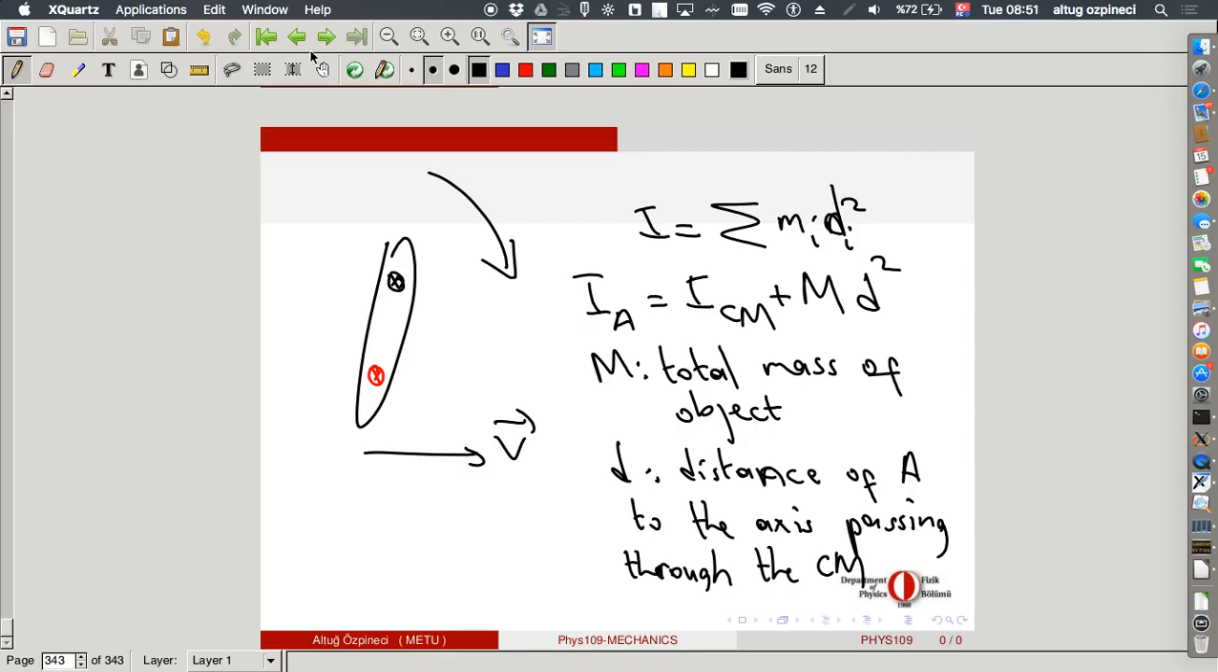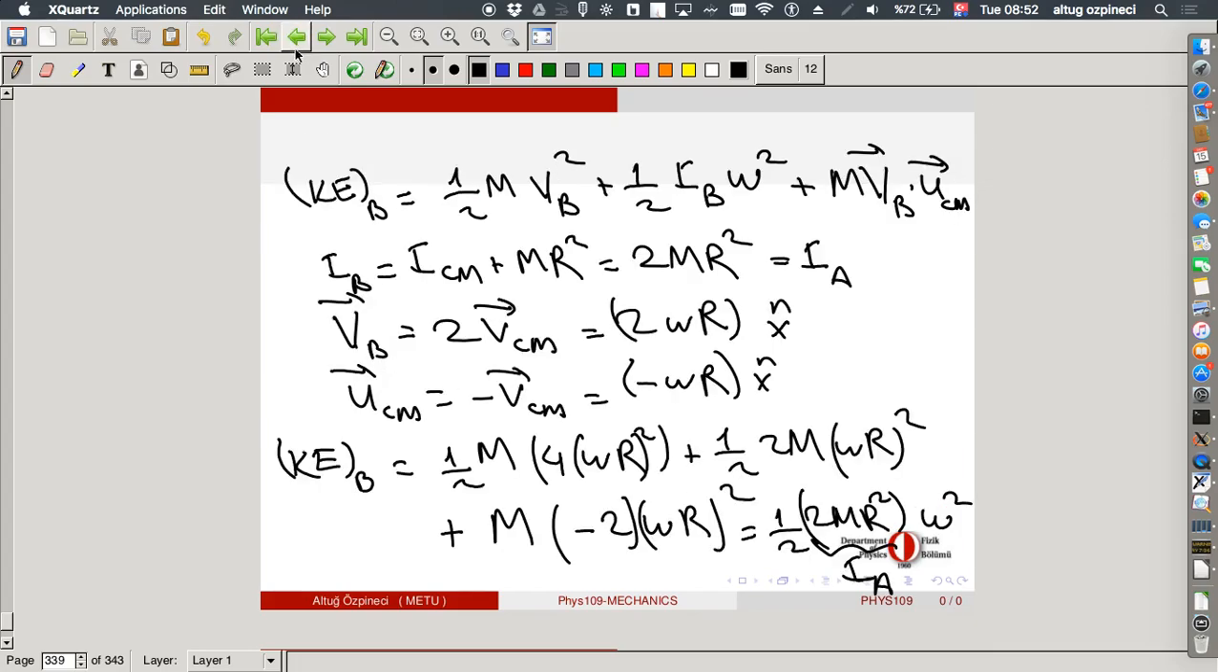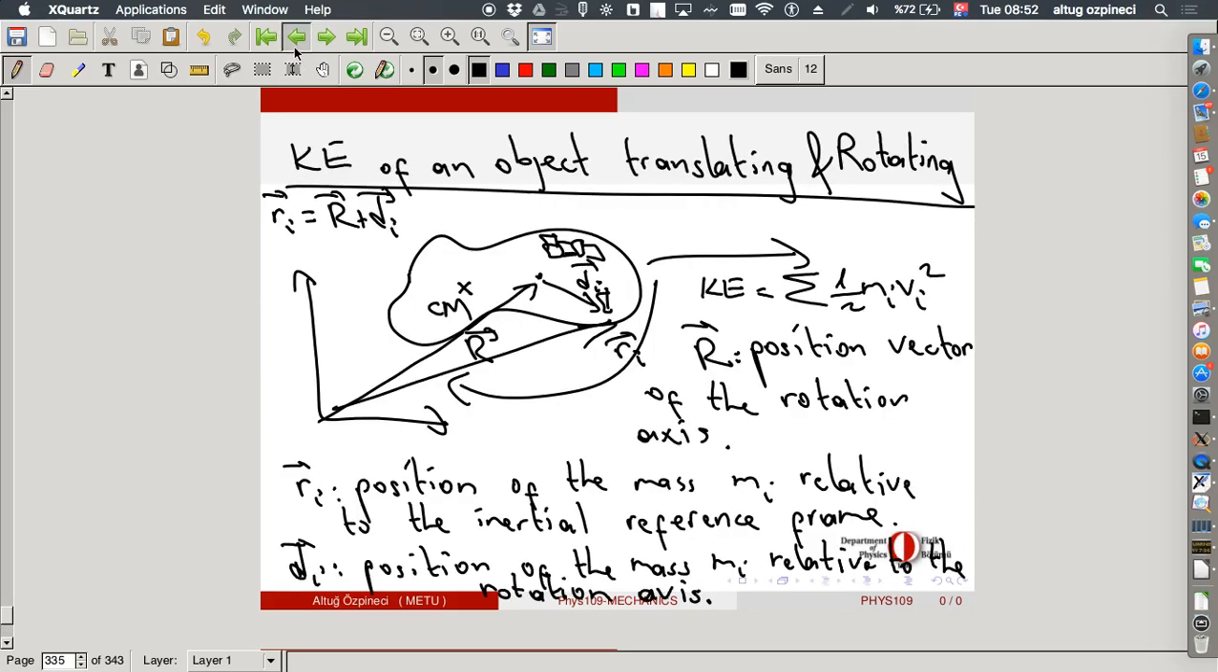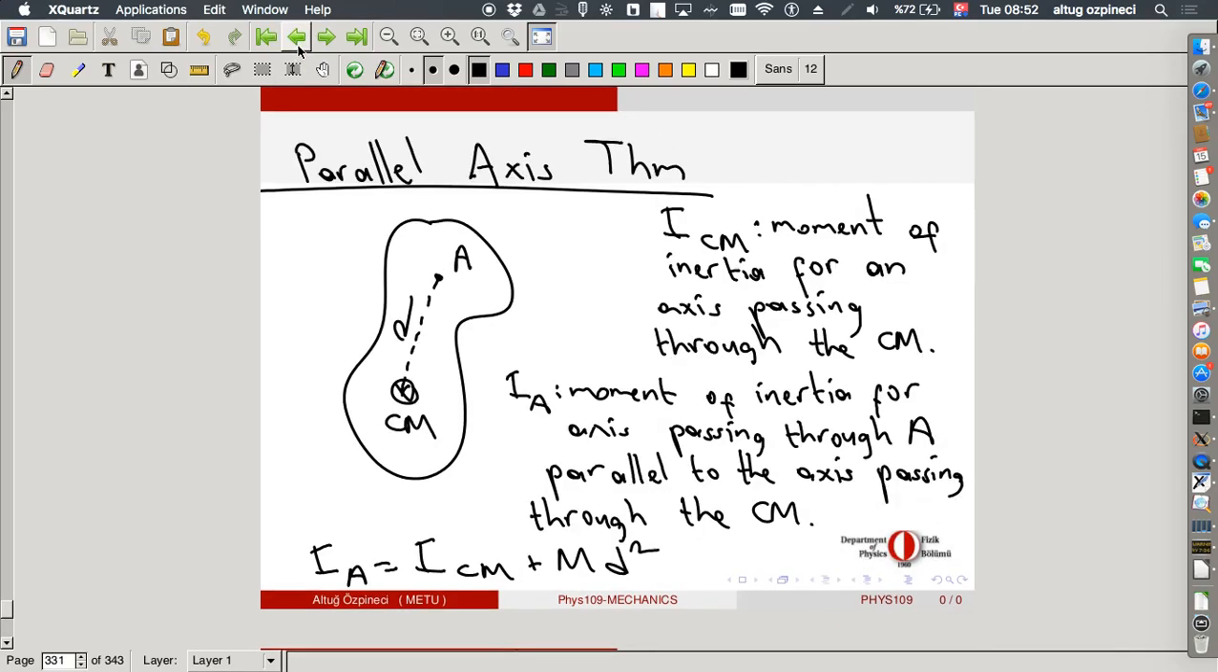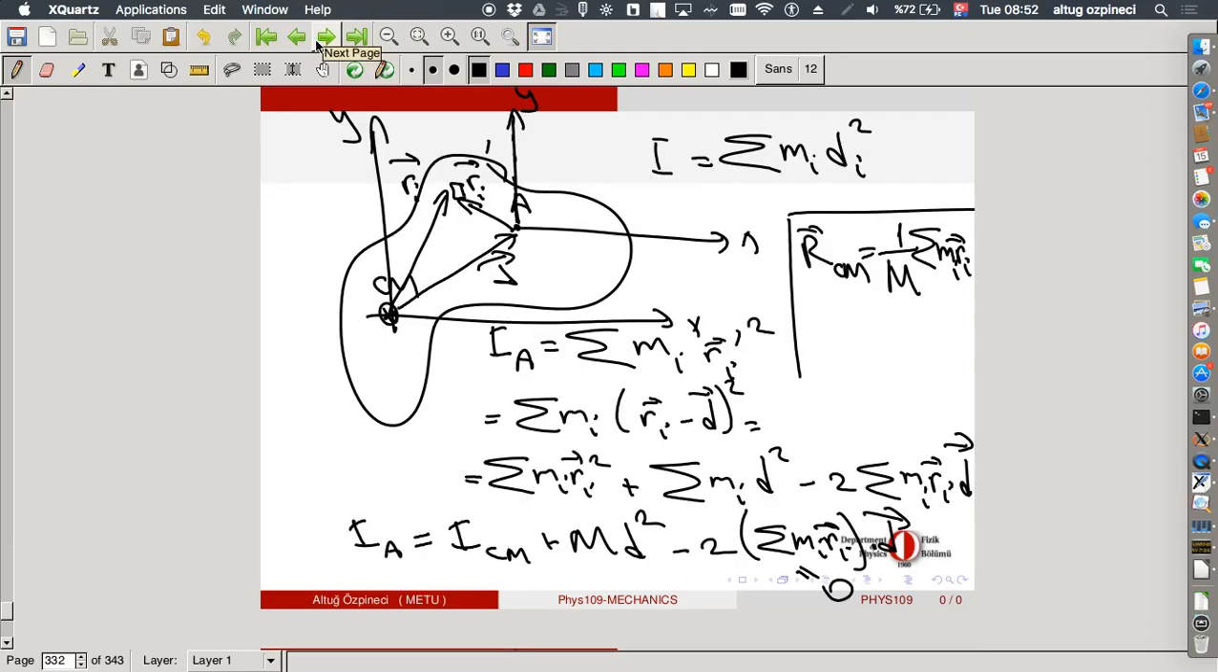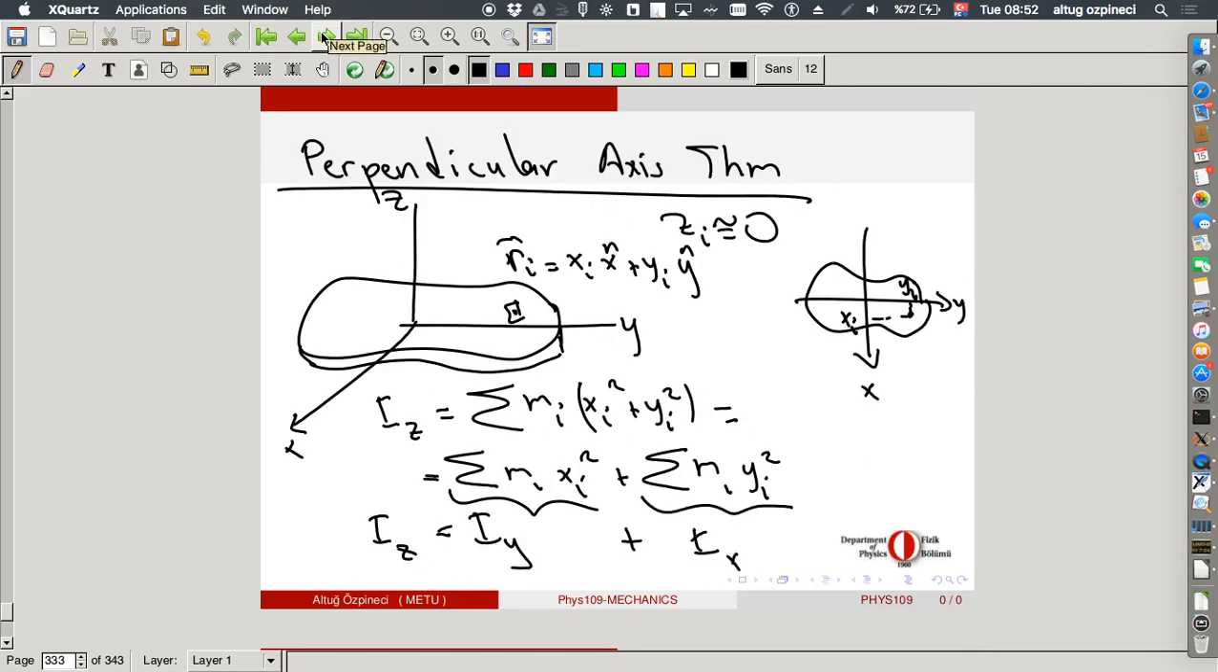The proof? Well, I will just go back. It's just putting in the definitions. Now, this is the end of the parallel axis theorem. Okay, there's also this perpendicular axis theorem.